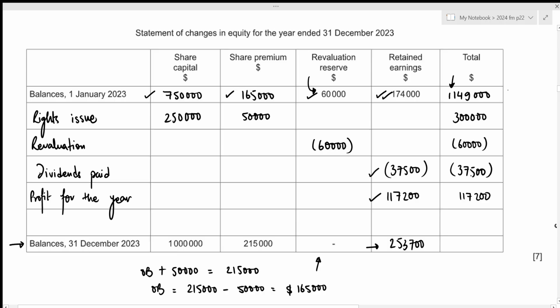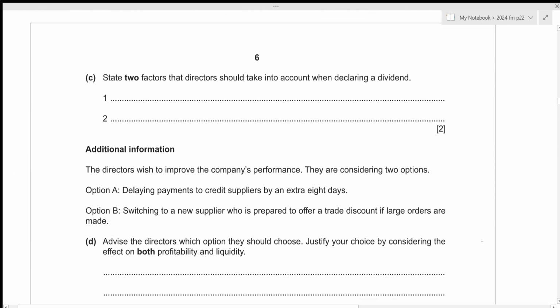Then the closing balance for our total will be 1,149,000 plus 300,000 minus 60,000 minus 37,500 plus 117,200, which results in 1,468,700. That's all for our statement of changes in equity. Let's move towards the next part.